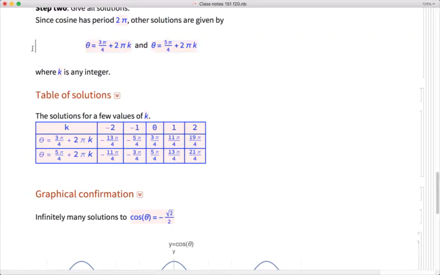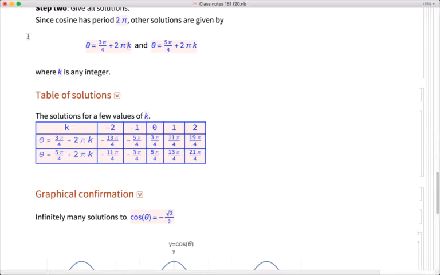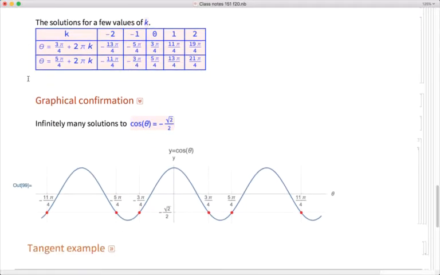I'm sure I'll allow this. On the exam or quiz, it's just understood when you write out this as your answer. I will understand you to mean that k can be any integer. You won't have to write that little phrase at the end.